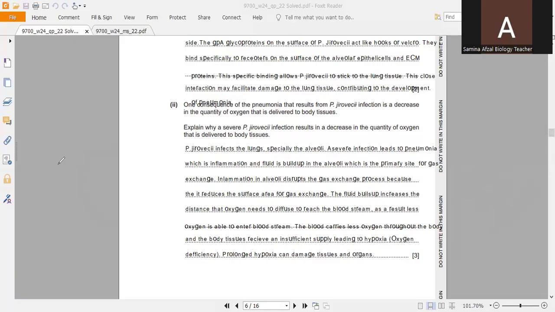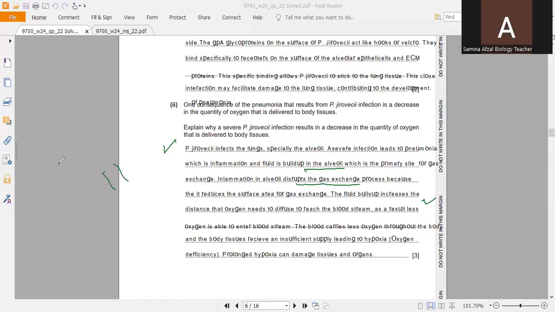P0VC infects the lungs, especially the alveoli. A severe infection leads to pneumonia, which is inflammation. It is a fungal pathogen. It causes pneumonia, so inflammation and fluid build up in the alveoli where the gas exchange has to take place. So this inflammation in the alveoli disrupts the gas exchange. Gas exchange cannot take place, or the percentage of gas exchange is decreased due to this inflammation. So it reduces the surface area for gas exchange. The fluid buildup increases the distance that oxygen needs to diffuse to reach the bloodstream. As a result, less oxygen is able to enter the bloodstream.